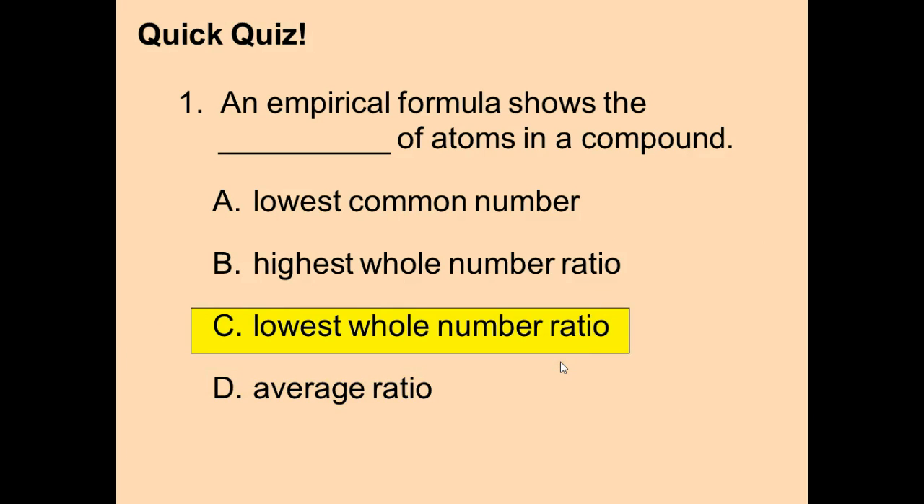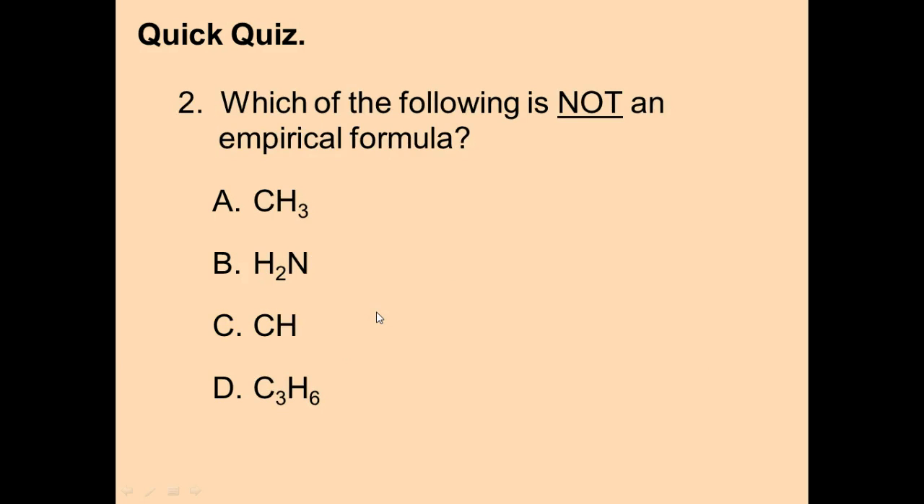So just think about math. When we're simplifying fractions, we just look for the GCF, and it's the same thing with this. So we are really finding the lowest whole number ratio. And here, question 2, which of the following is not an empirical formula? So we have CH₃, H₂N, CH, or C₃H₆.